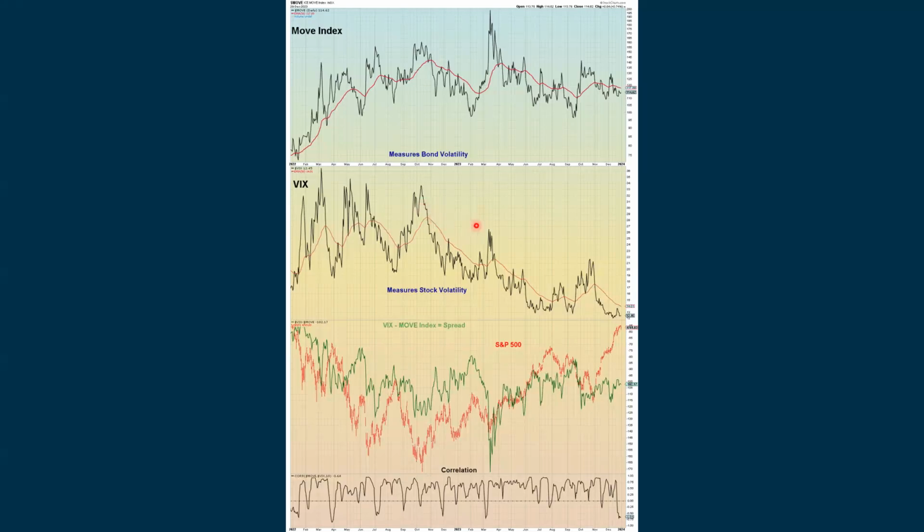Then in the next section is the VIX. And then this red line here is the S&P 500. The green line is the VIX subtracting the MOVE Index to get the spread between the two. Sometimes we can get some information from this. What I mostly look at is on the bottom. This is the correlation. When this is really going down, that means that the MOVE Index and the VIX Index are going in opposite directions right now, where they tend to spend more of their time going in the same direction.